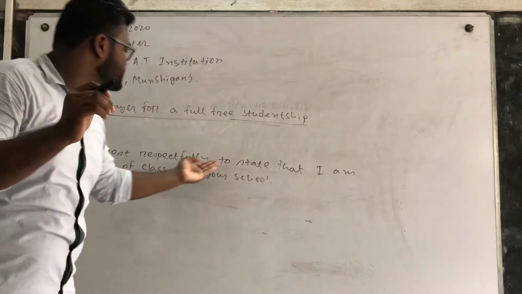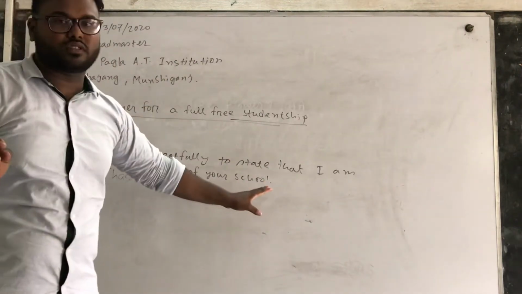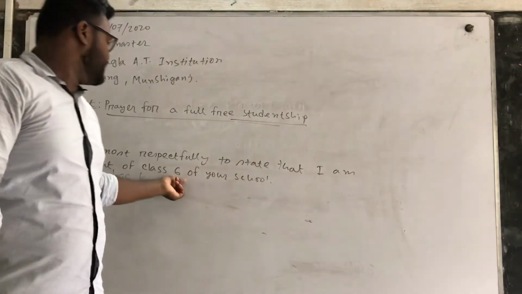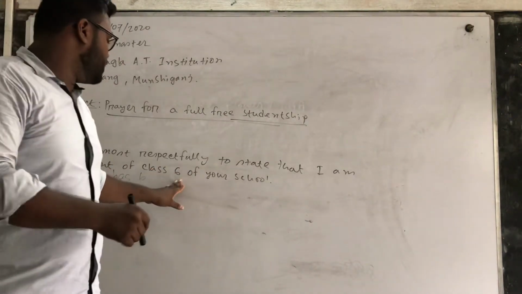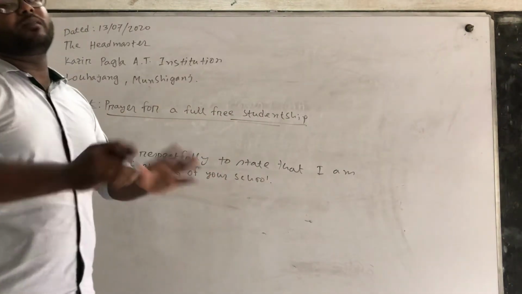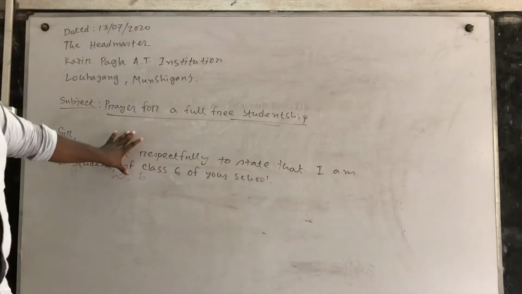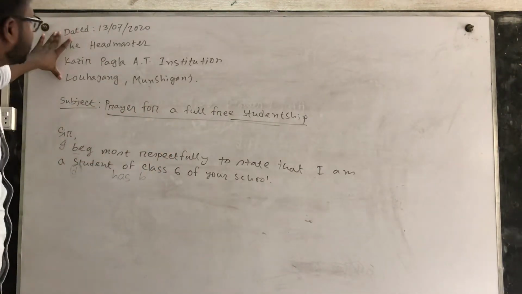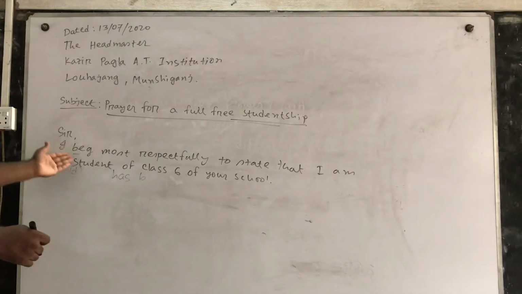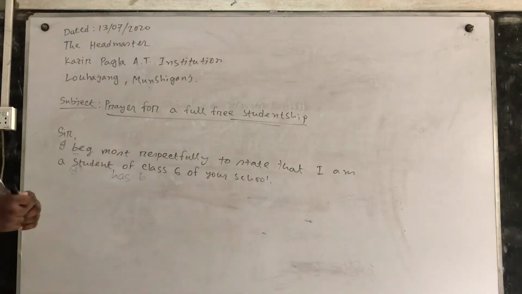Sir, I beg most respectfully to state that I am a student of class 6 of your school, of class 7, of class 8, of class 9, 10. Whatever class you read in will be here, and this particular first line will be the same in each and every application. Like this heading, the first line will be the same.